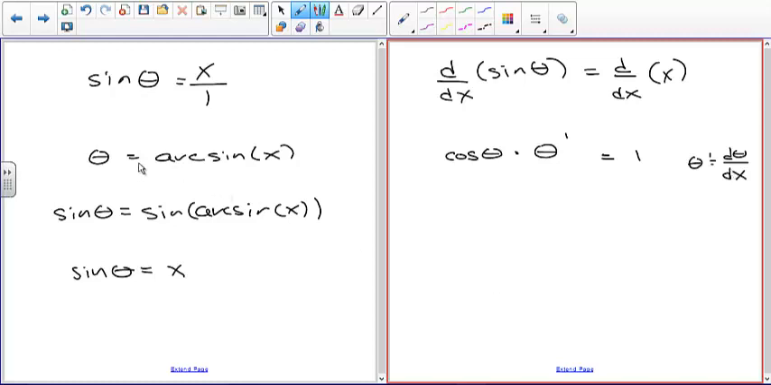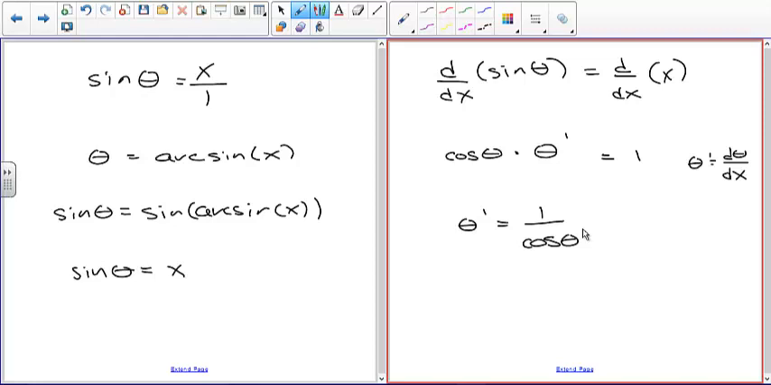What I'm really trying to do here is figure out what theta prime is. I'm trying to figure out what is the derivative of the arcsine. Well, it's the same as the derivative of theta. So what we do is we solve for theta prime, which is what we're trying to find, the derivative, and that's equal to 1 over the cosine of theta. But I want this expression not in terms of theta, but in terms of x, because the original function was in terms of x.